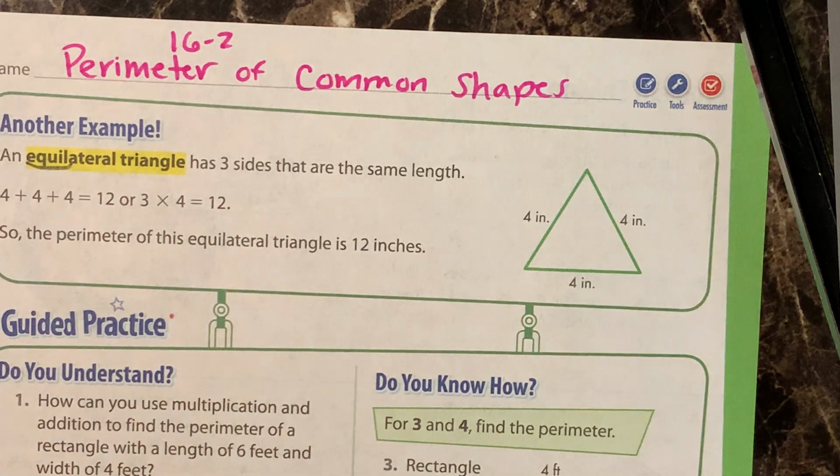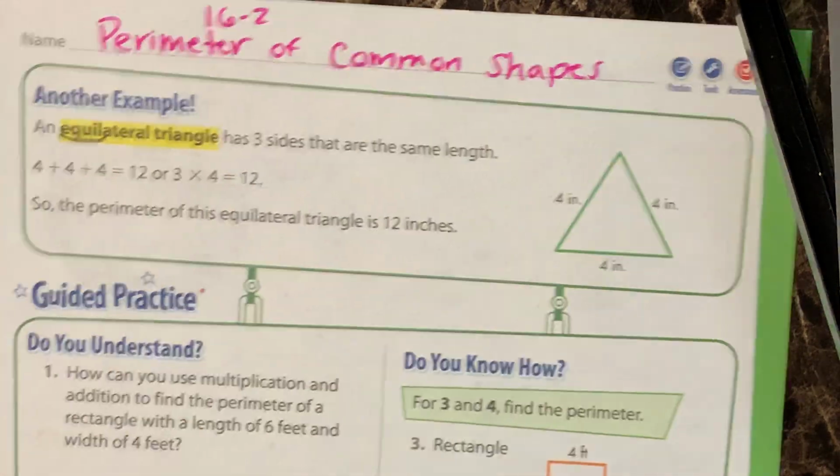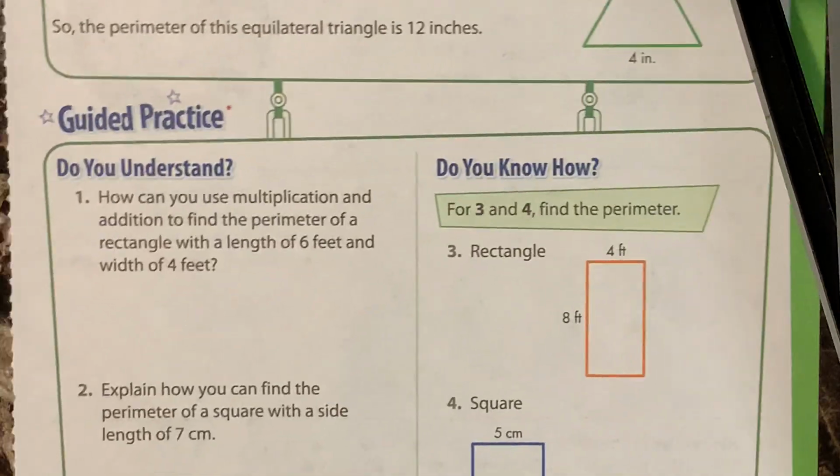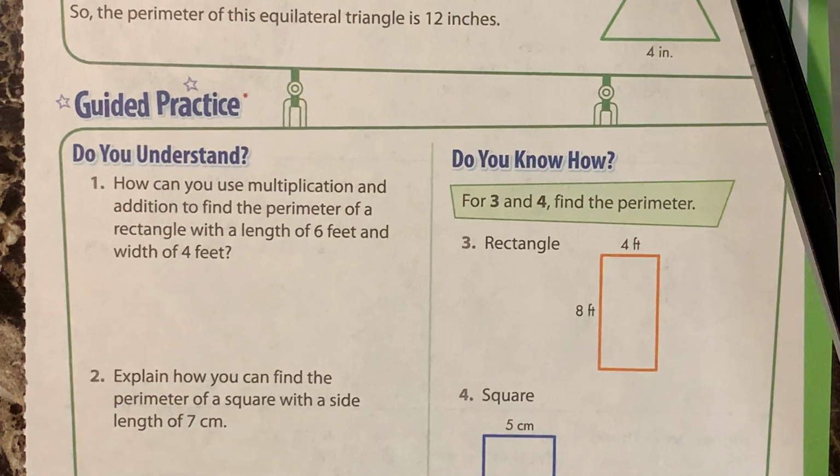So we're going to be looking at how we can use multiplication sometimes in this video lesson, which we talked about in the introductory lesson. So first, let's look at guided practice. Question number one says, how can you use multiplication and addition to find the perimeter of a rectangle with a length of 6 feet and a width of 4 feet?